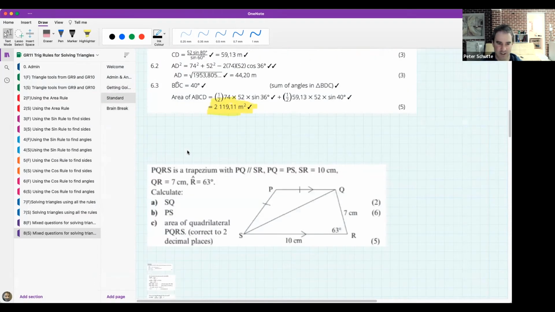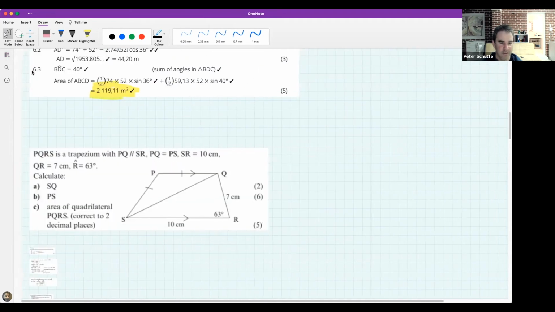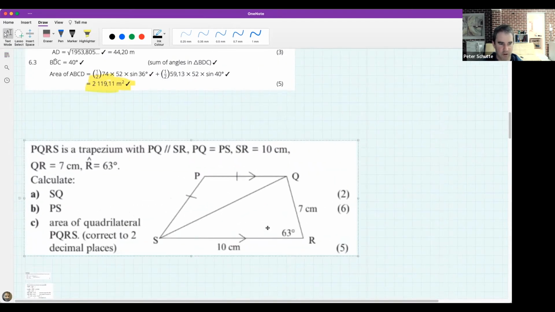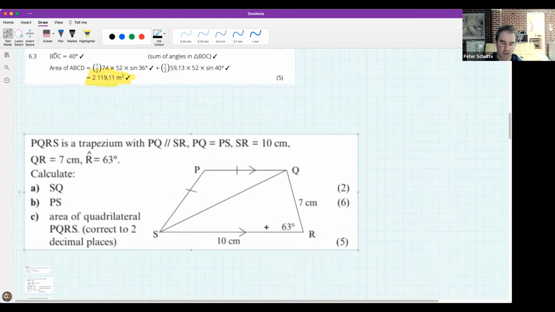All right, so let's do another one. A little exam question. I want to start by getting you to find me SQ. And then once we've found SQ, we'll have a little bit of a chat. But for those who are feeling generous, pop it in the chat what tool you think you would use to find SQ.